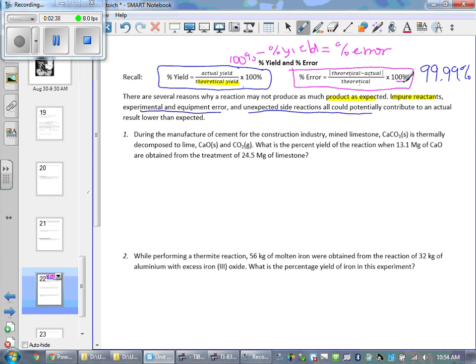Kind of make sense? Okay, so these are stoich problems just like we've been doing them, but they're also asking for percent yield. So we're going to figure out our theoretical yield, which is essentially what we've been calculating with all of our stoich problems, and then do one more step. That's what these questions are doing. Which one do you guys want to do? We'll just do one.